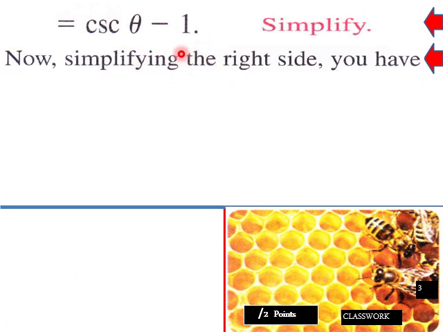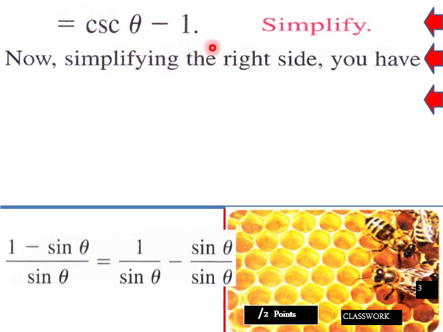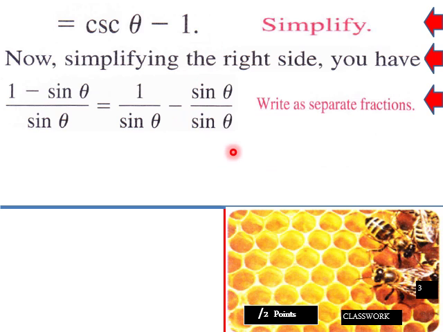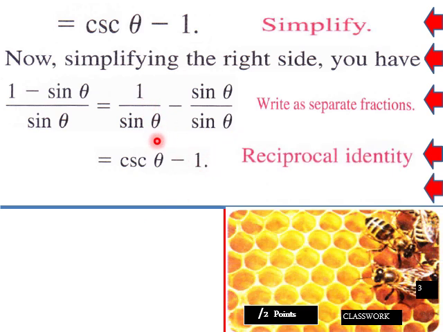We simplified our left side. Now we're going to simplify our right side. 1 minus sine theta over sine theta equals 1 over sine theta minus sine theta over sine theta. We write it as separate fractions. When we do that, we have a reciprocal identity, cosecant theta, minus 1.